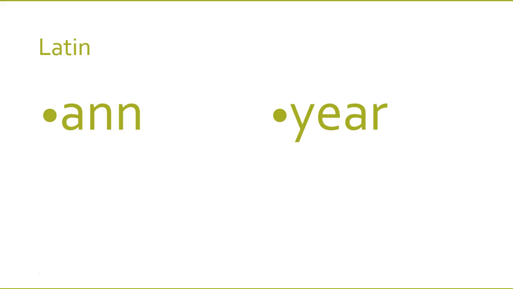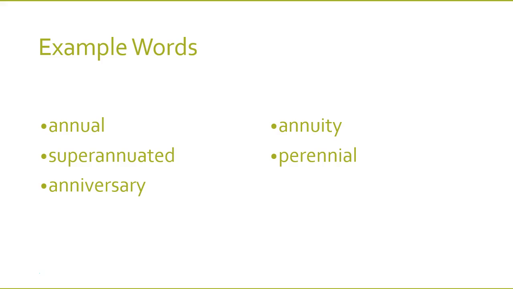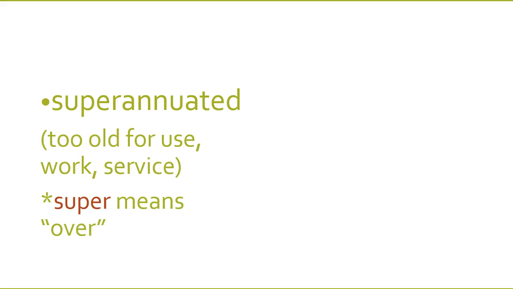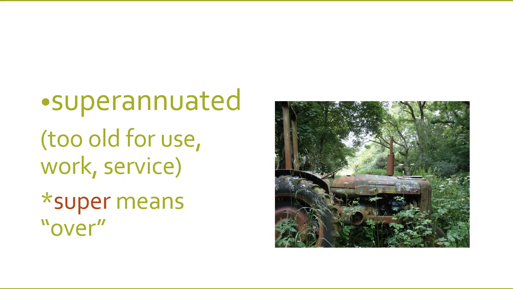The word an means year. This is where we get words like annual or anniversary, or the word I want to talk about, superannuated. The stem super means over, so this would be like over year. So too many years, making something too old to be useful or too old to be of service, like the old tractor in this picture.